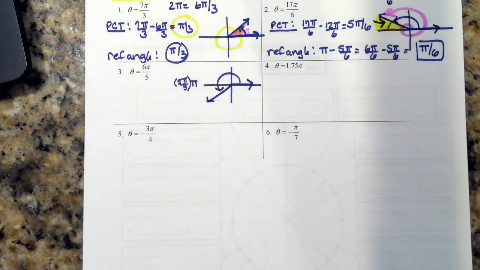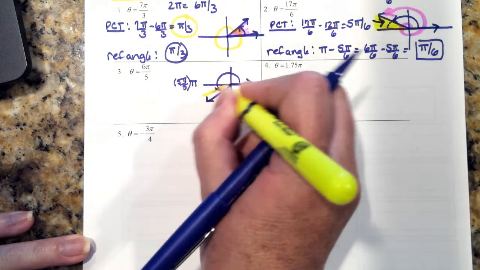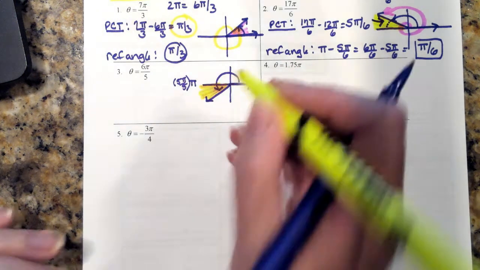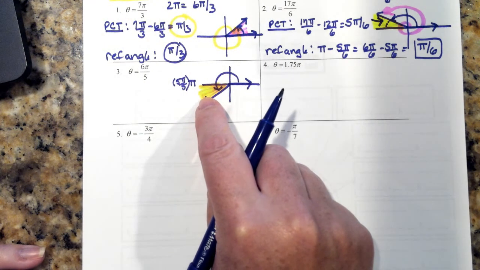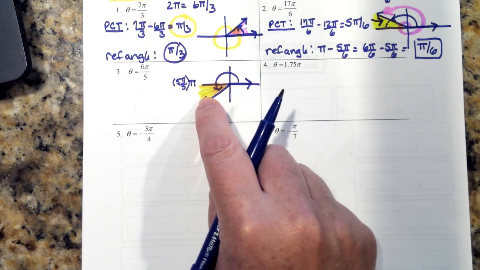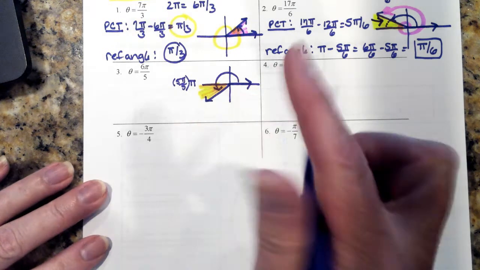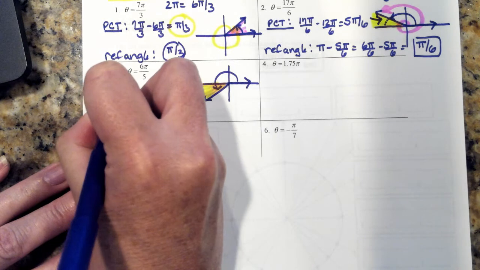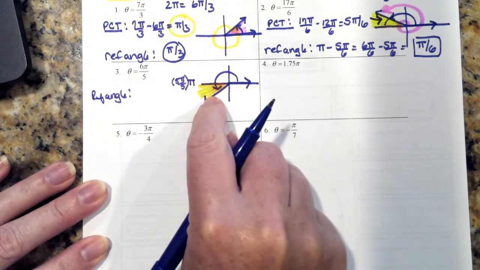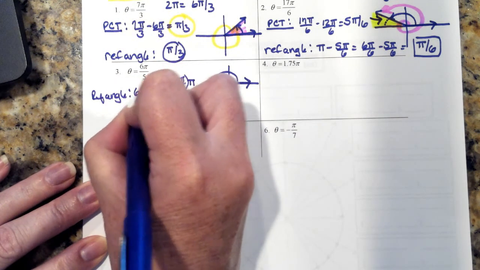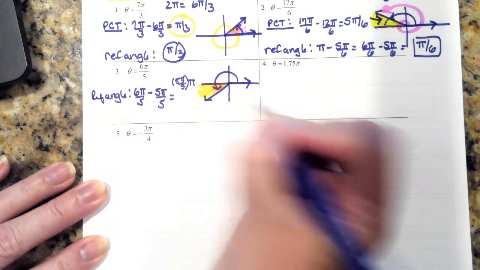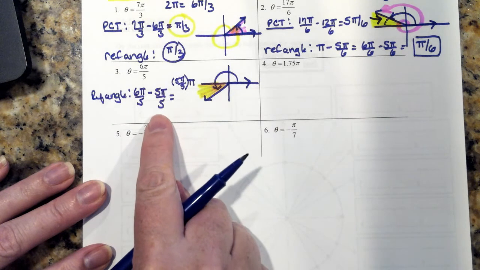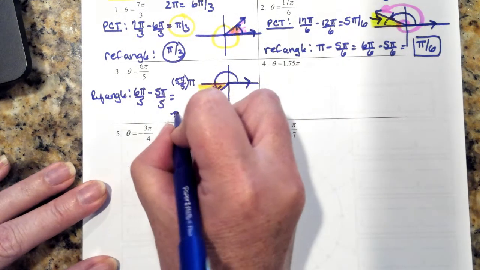And again, my reference angle is the distance between the terminal side and the positive or negative x-axis. So this is the region that I'm trying to calculate, the distance. I'm trying to calculate this angle that I've highlighted in yellow. So remember, when you have an angle that's in quadrant 3, to find your reference angle, you're going to take your angle measurement of 6 pi over 5, and you're going to subtract pi, which in this case is equivalent to 5 pi over 5. So 6 pi over 5 minus 5 pi over 5 is just going to give me pi over 5.